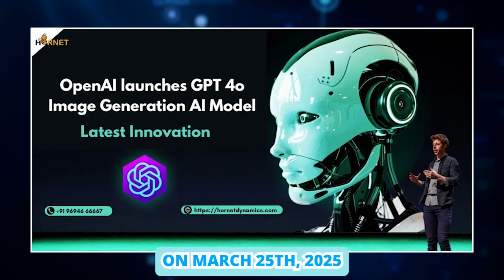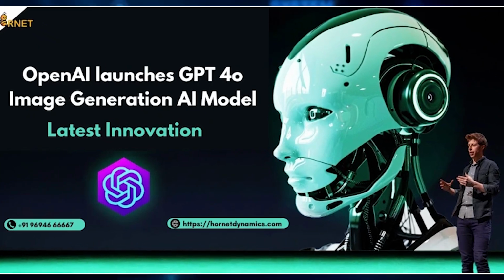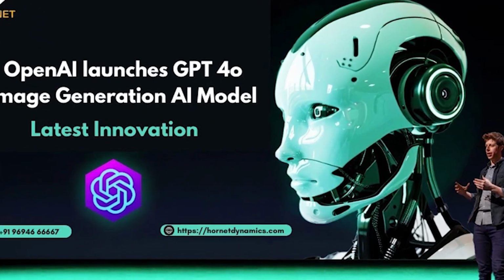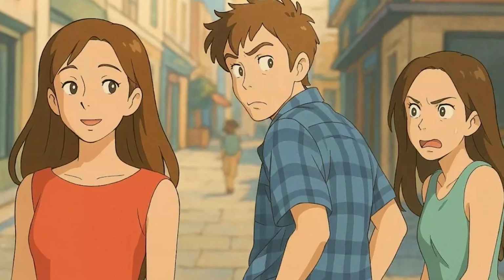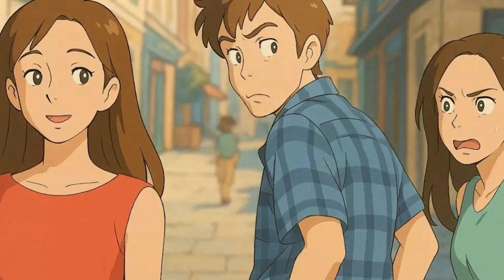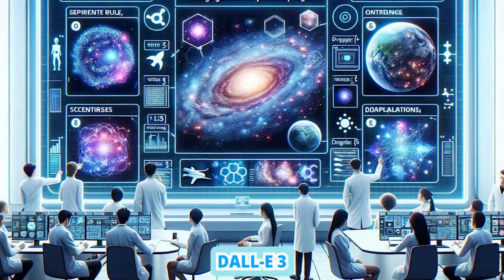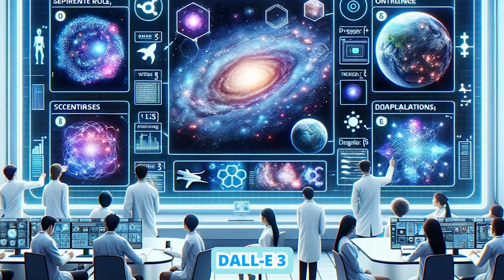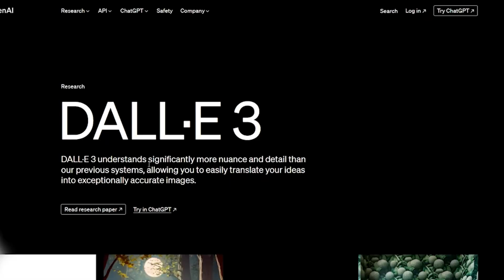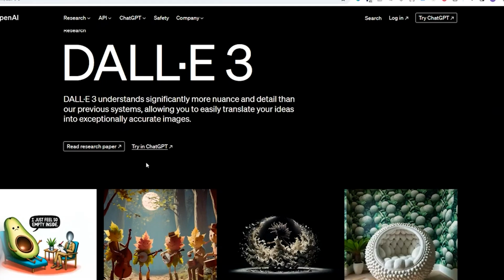On March 25th, 2025, OpenAI quietly introduced a game-changing feature within their GPT-4o model, native image generation capabilities that put previous AI art tools to shame. Unlike earlier versions that relied on separate models like DALL-E 3, this new system integrates text and image generation into one unified model. And let me tell you, the results are absolutely stunning.